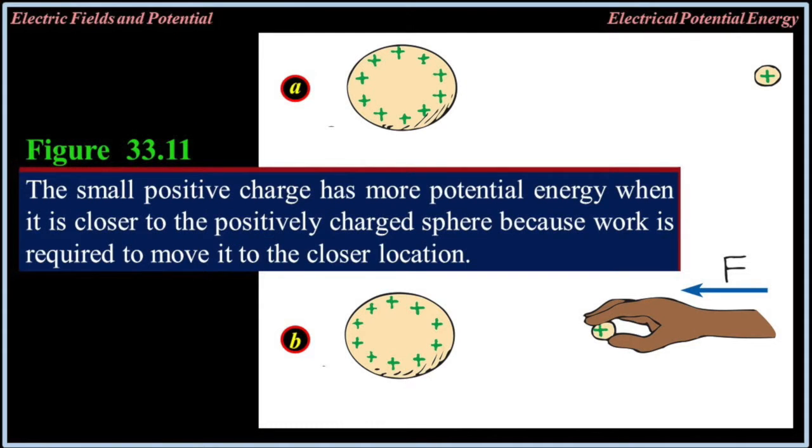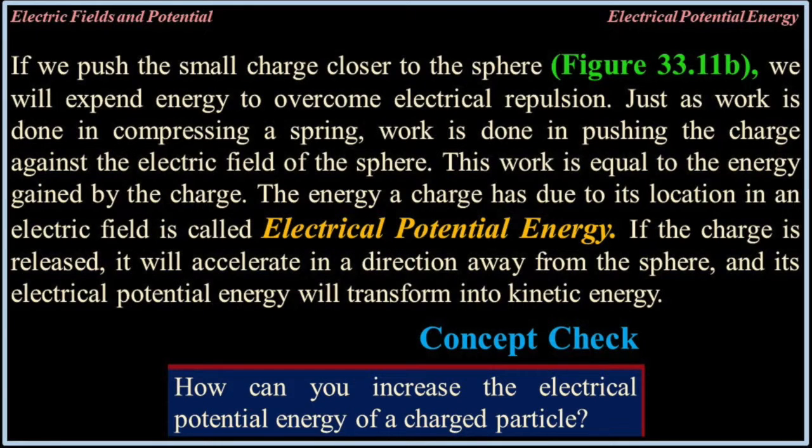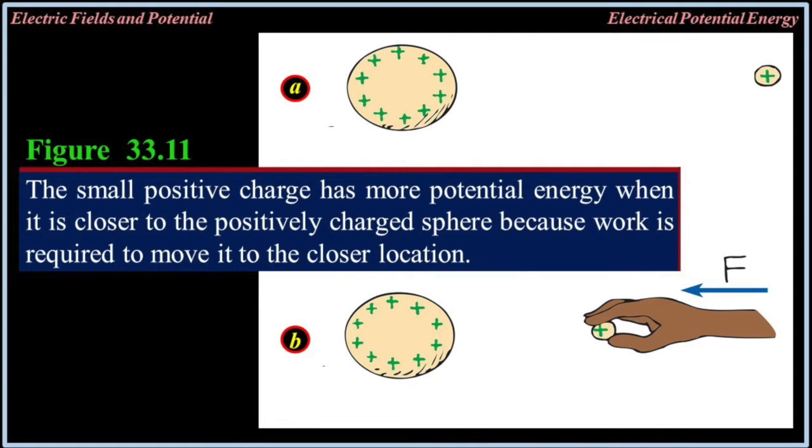Figure 33.11A shows a small positive charge located at some distance from the positively charged sphere. Figure 33.11. The small positive charge has more potential energy when it is closer to the positively charged sphere because work is required to move it to the closer location. If we push the small charge closer to the sphere, Figure 33.11B, we will expend energy to overcome electrical repulsion.